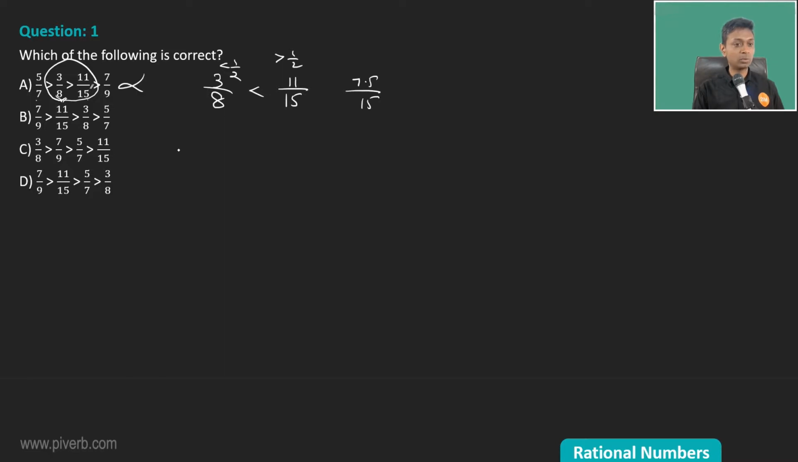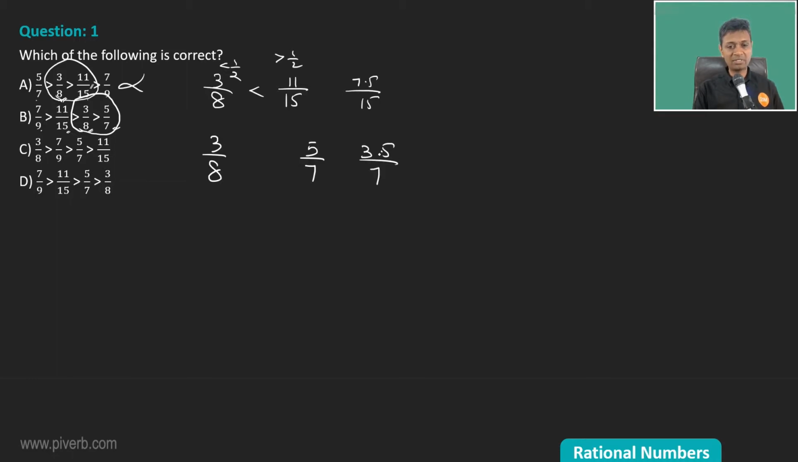This thing breaks down. 7 by 9 more than half. 11 by 15 more than half. 3 by 8 less than half. 5 by 7 more than half. This is what I'm going to look at. I'm going to compare 3 by 8 and 5 by 7.